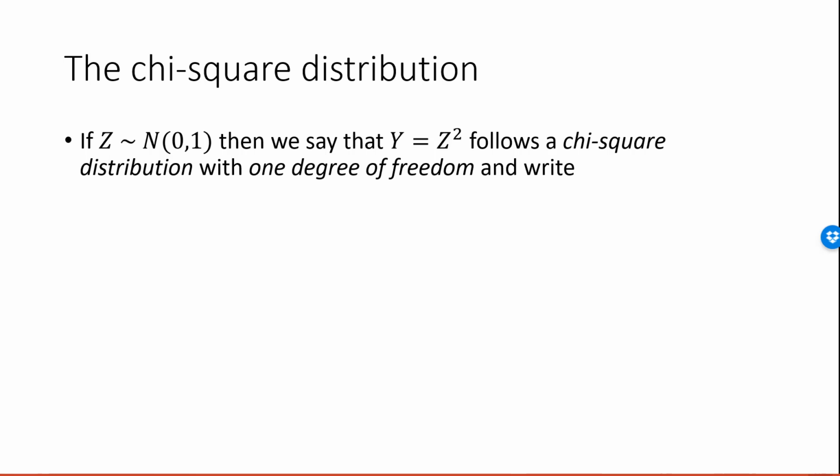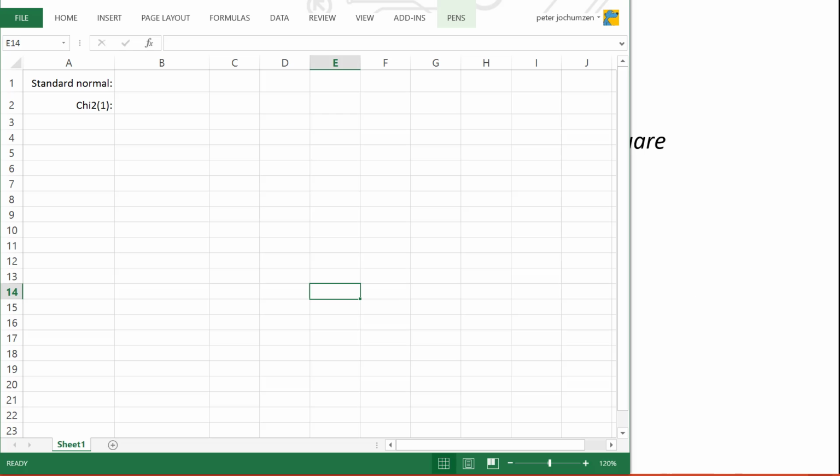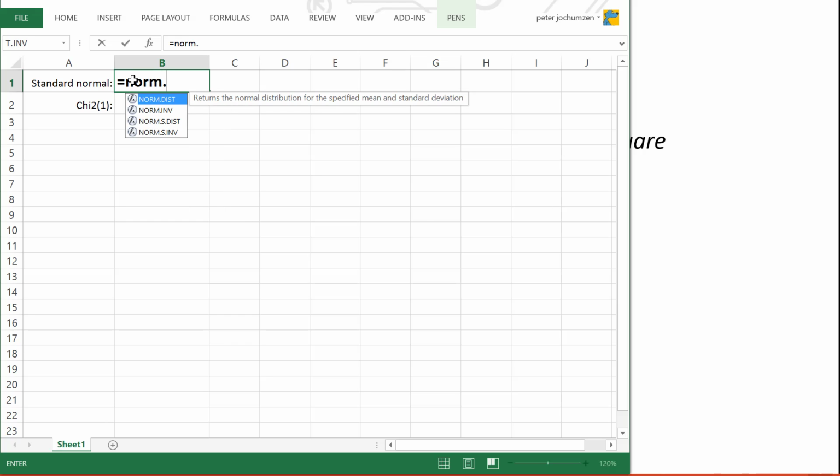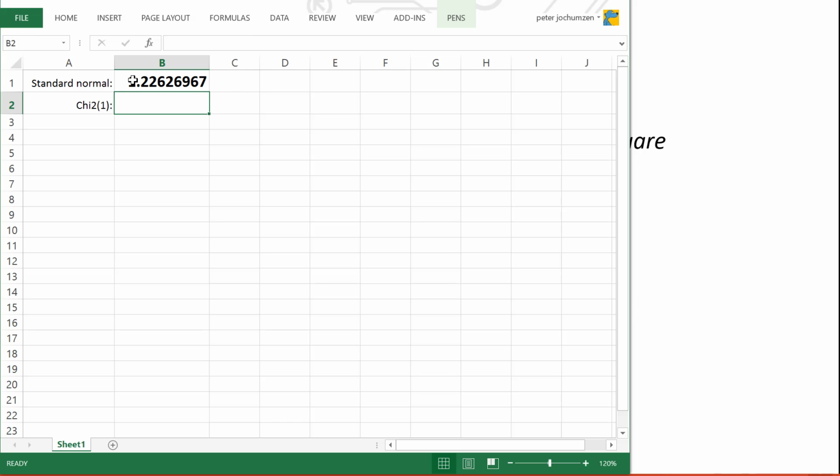If you want to simulate a random number from the standard normal, then you can just do from Excel, as we have done a couple of times, equal to NORM.S.INV(RAND()). Because it's standard normal, it's a little bit quicker, and you don't have to do the arguments 1 and 0. So this is one random drawing from the standard normal. Let's just remove a couple of decimals.